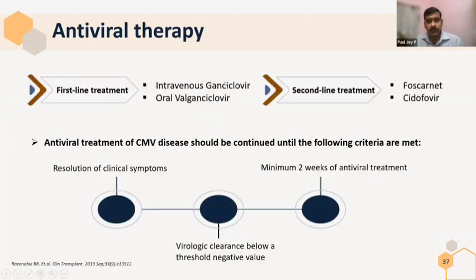For treatment, the first line treatment is intravenous ganciclovir or oral valganciclovir. Second line treatment is foscarnet and cidofovir. In any case, the treatment should be continued till there is resolution of clinical symptoms and virological clearance below a threshold negative value. And it is ideal to continue treatment for at least 2 weeks.